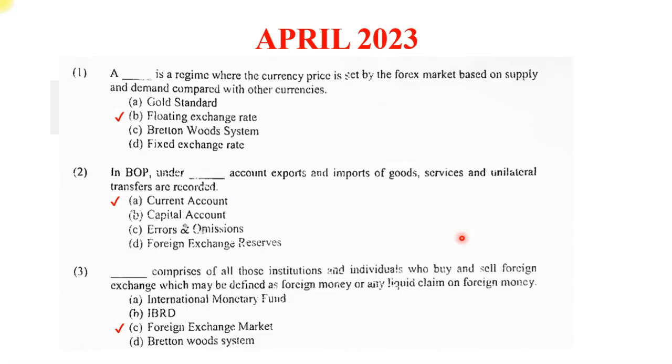Okay, last, April 2023. First was MCQs. A dash is a regime where the currency price is set by the forex market based on supply and demand compared with the other country. The answer is floating exchange rate.